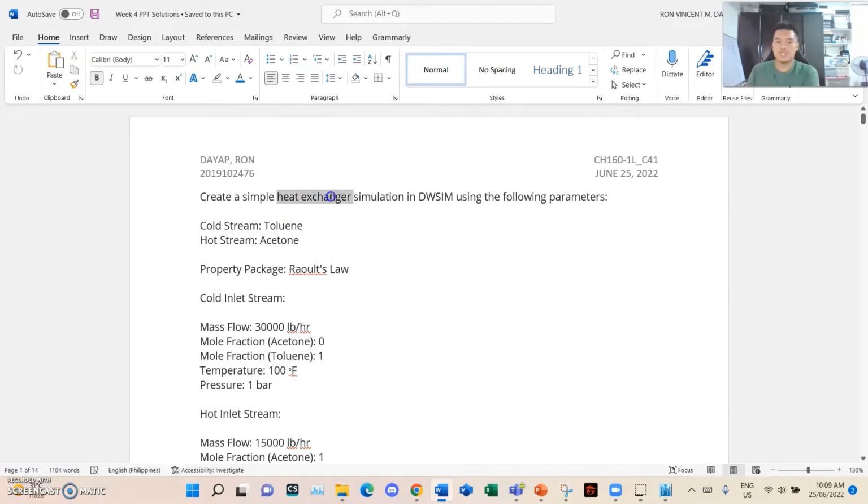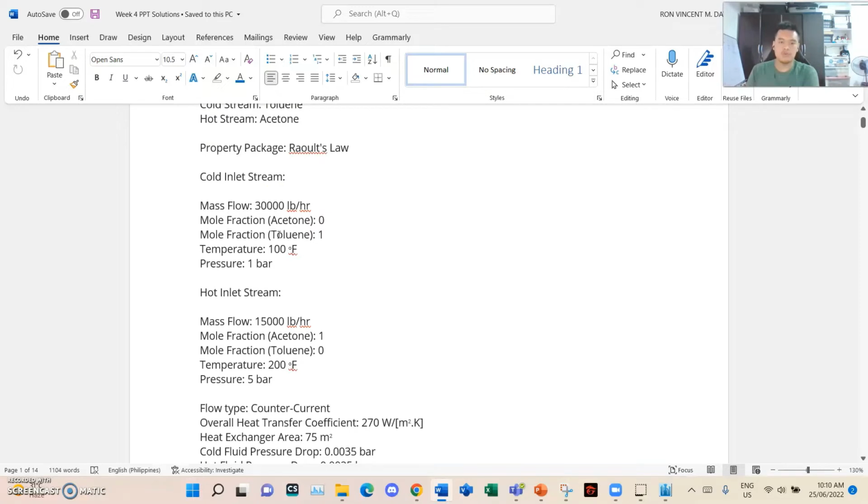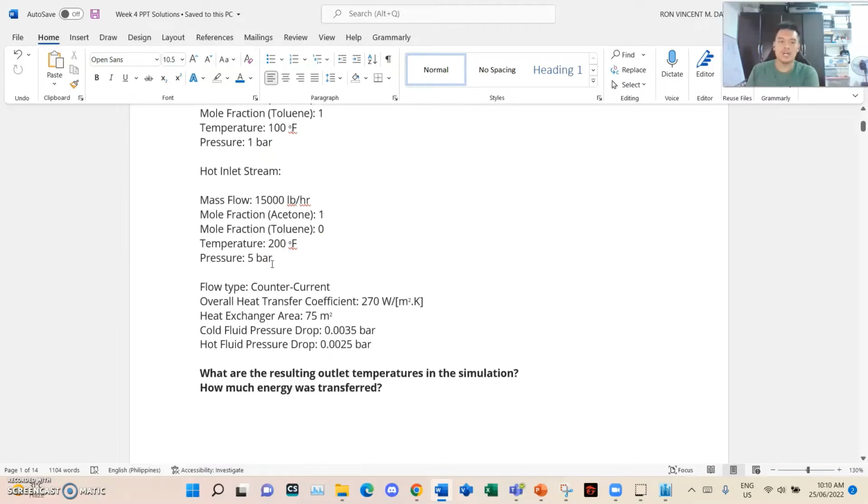Create a simple heat exchanger simulation in DWSim using the following parameters, where the cold stream is a toluene feed and the hot stream is an acetone feed. Using the property package Raoult's law, the cold inlet stream is purely toluene with a mass flow of 30,000 pounds per hour, temperature of 100 Fahrenheit, and pressure of 1 bar, while the hot inlet stream is 15,000 pounds per hour, pure acetone, temperature is 200 Fahrenheit, and the pressure is 5 bar.